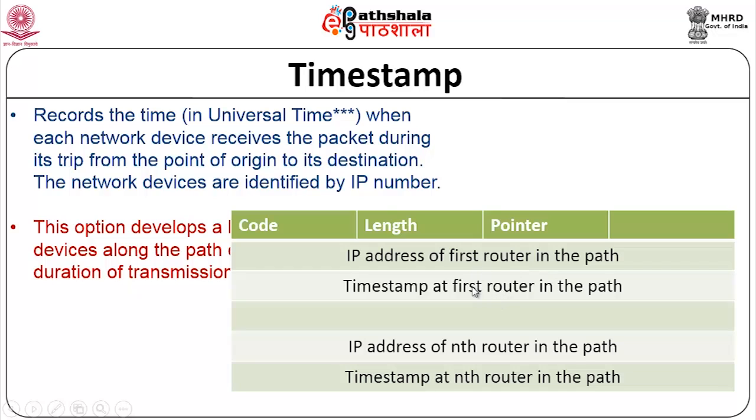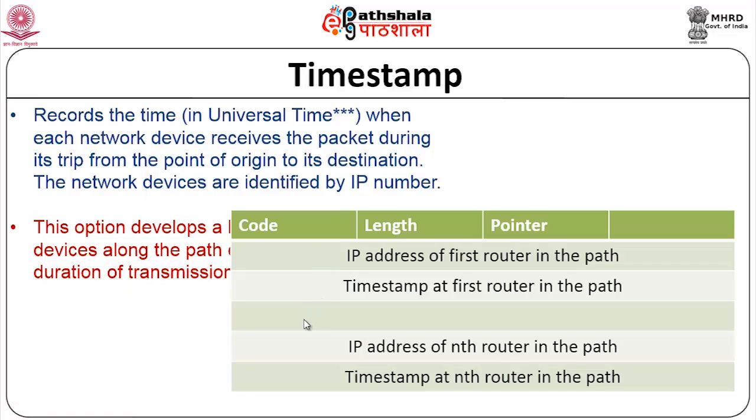Actually, this timestamp field has two different fields that need to be filled in. One is the IP address of the first router in the path, and the timestamp of the first router. Similarly, for every router that it visits, the IP address of that router and the timestamp of that router will be specified. Okay. You also have an option of specifying the IP address and saying that only those timestamps have to be filled. So, these are variations that you have.